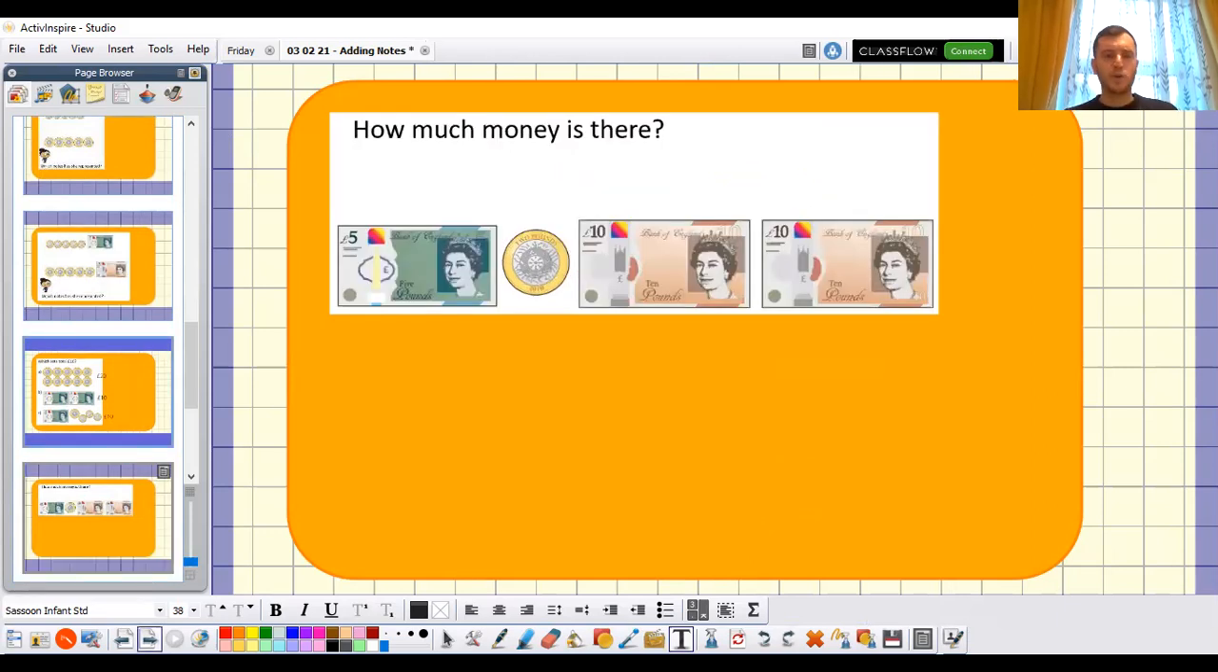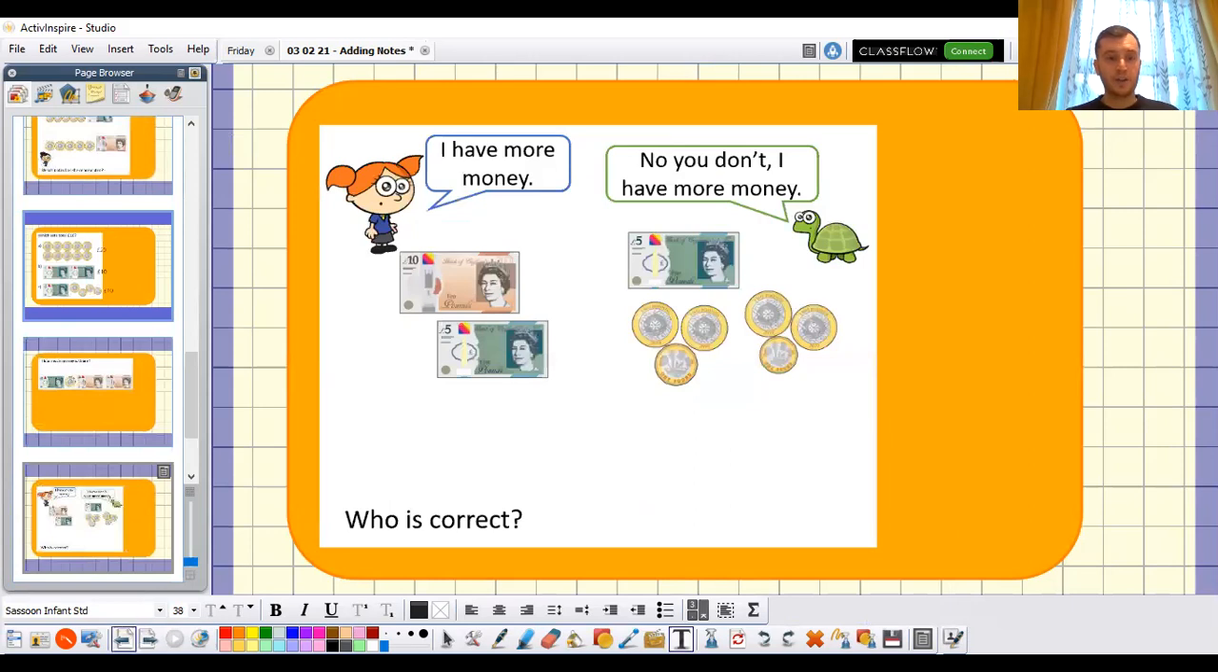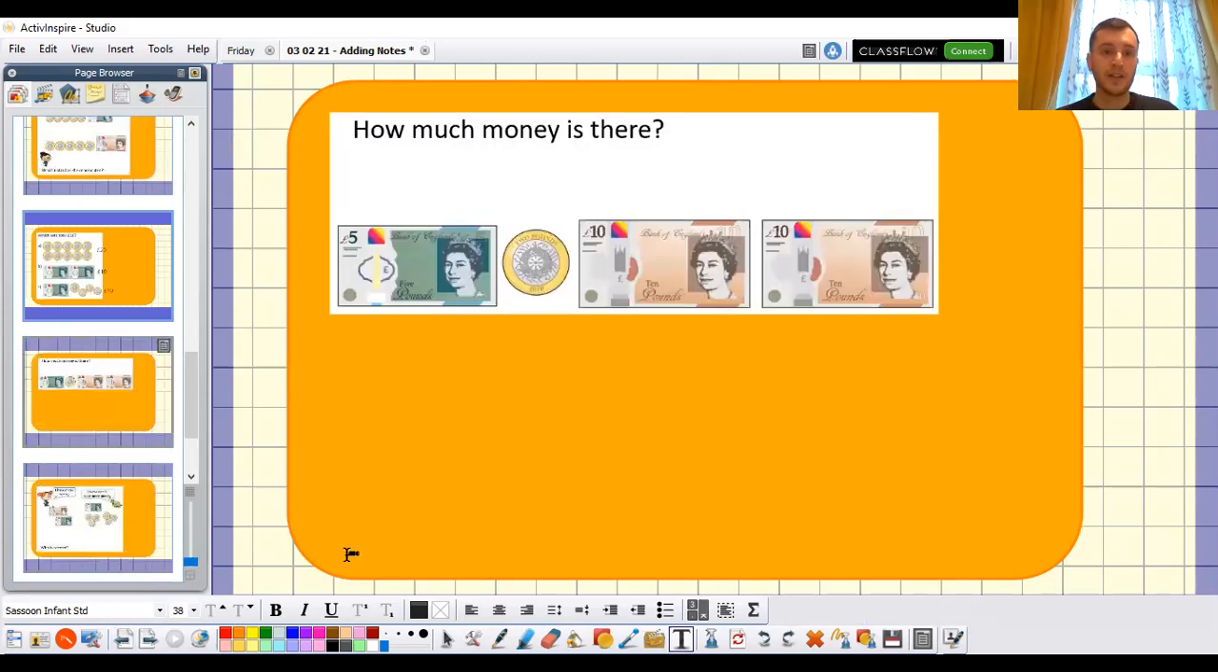Last little question before we look at our challenge, or last couple of questions before we look at our challenge. First one, how much money is there here? Maybe you can quickly count it in your head. If you want more time, pause it and have a go.